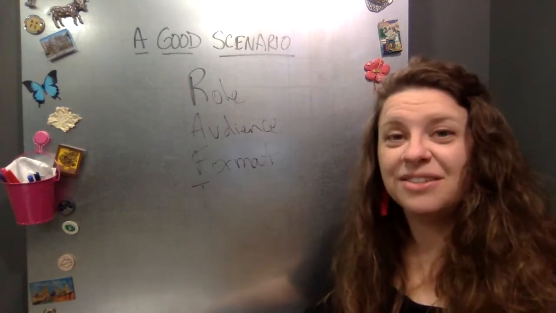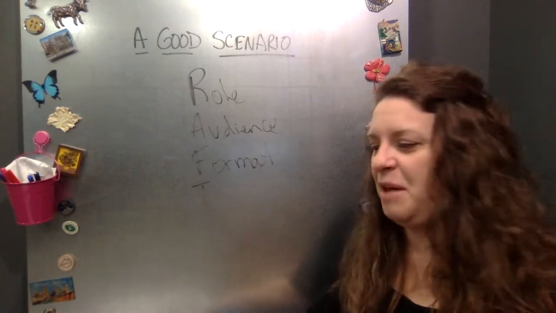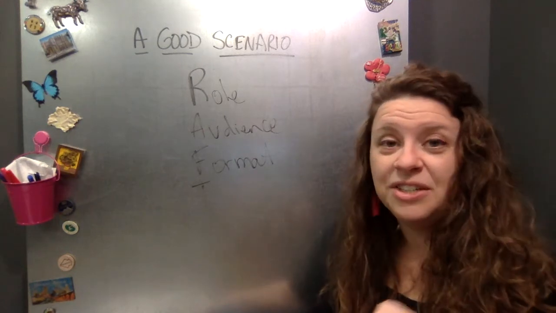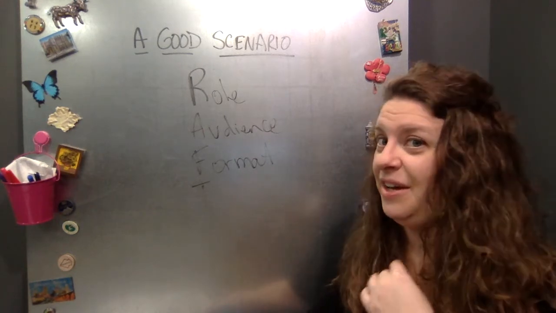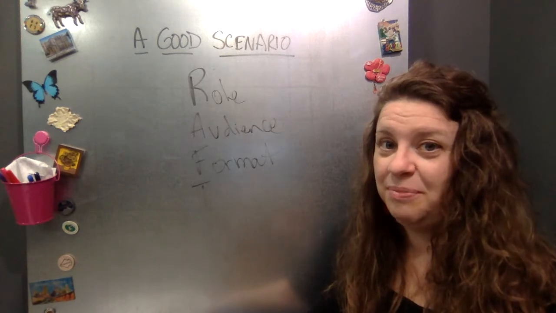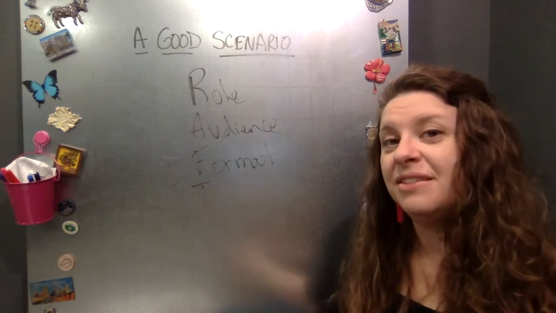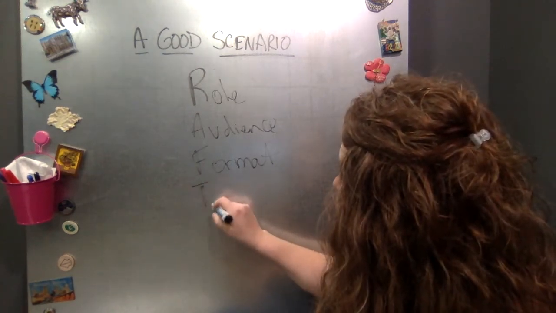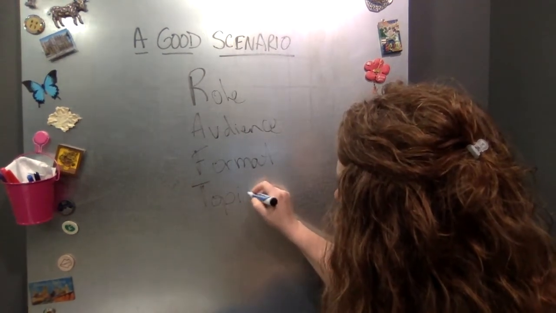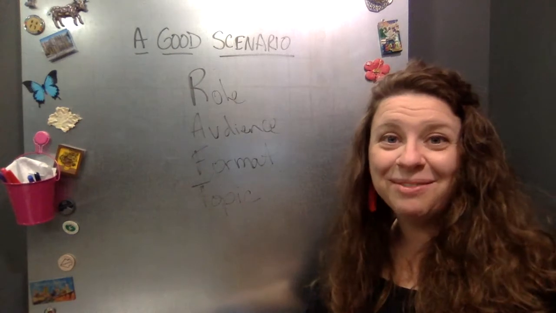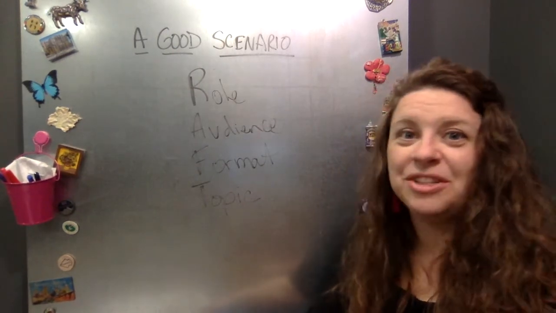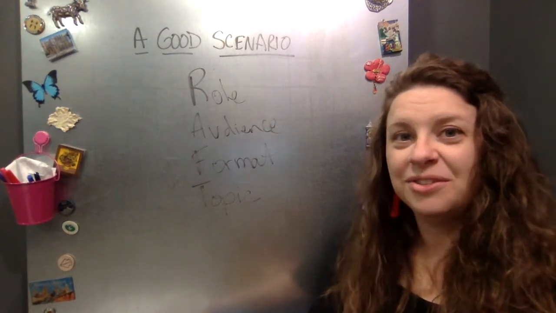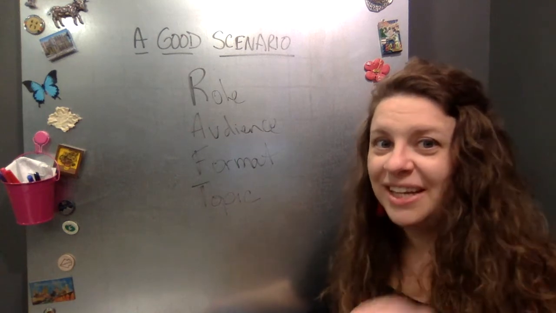Next is format. What are they creating here? Are they making a text message? Are they making a vlog? Are they doing a conversation? But let them know what format they will need to produce. And the last one is topic. Let them know the topic. What do they need to cover? What should they include? What details do they need to make sure they get in there somewhere?